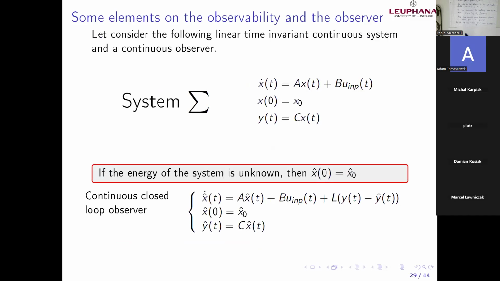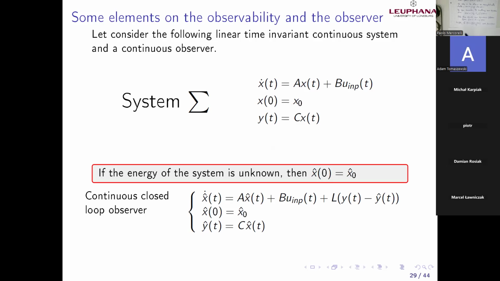Look here, we have the system which is characterized by matrix A, matrix B, and matrix C, and we have an initial condition. Then we have the observer, exactly what I told you until now, but here in continuous time. You remember x hat, instead of the k, we have the derivative. It's exactly this expression here, assuming that I know perfectly the system.